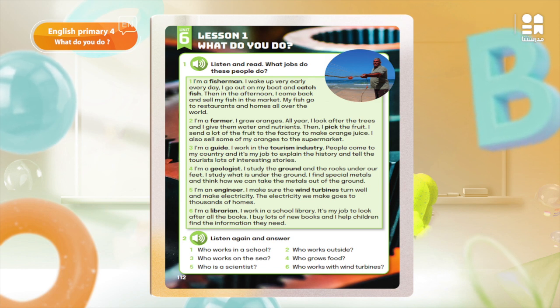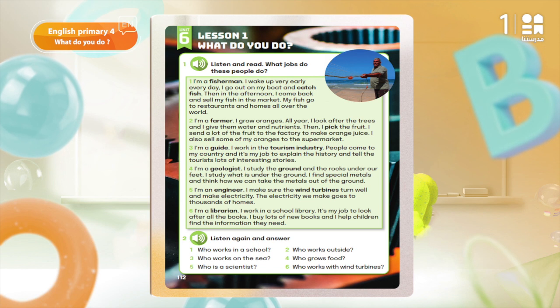2. I'm a farmer. I grow oranges. All year, I look after the trees and I give them water and nutrients. Then, I pick the fruit. I send a lot of the fruit to the factory to make orange juice. I also sell some of my oranges to the supermarket.